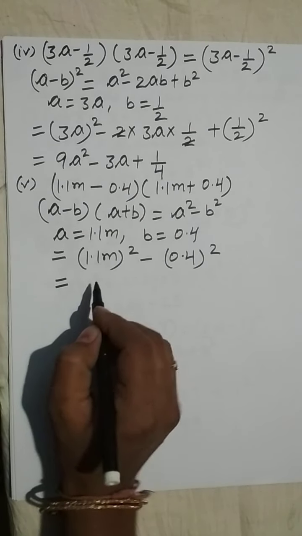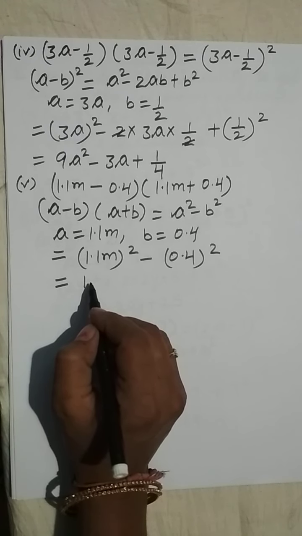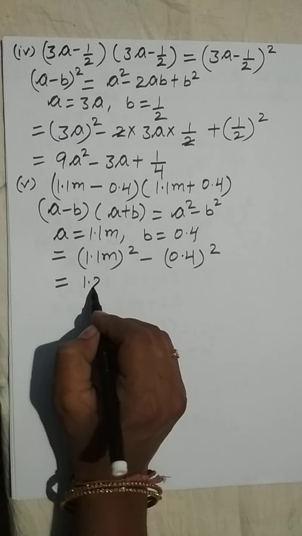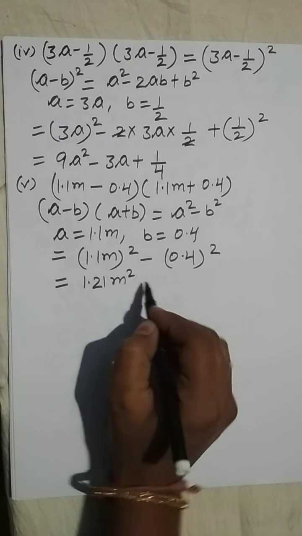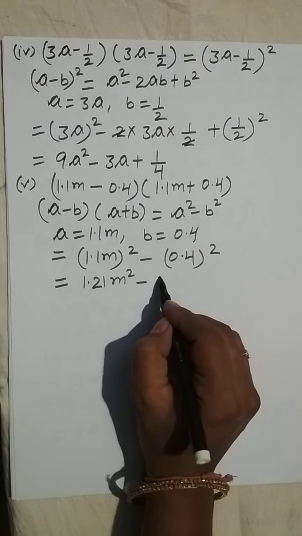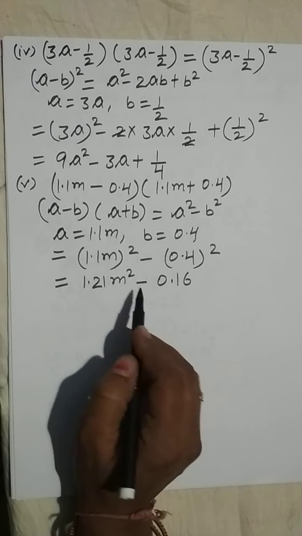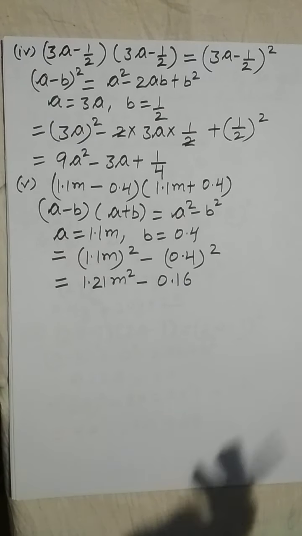Now we know that the square of 11 is 121, and we will put a decimal after 2 digits. So this is 1.21 m square minus the square of 4, which is 16, so it is 0.16. 1.21 m square minus 0.16 is the answer.